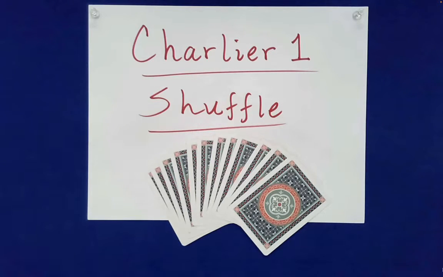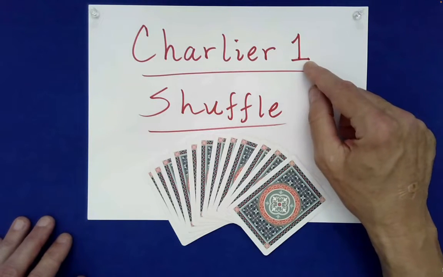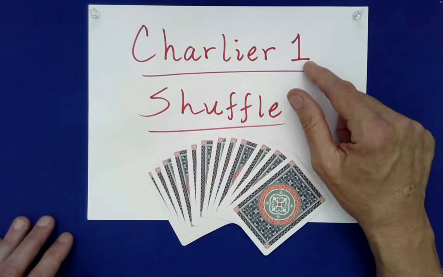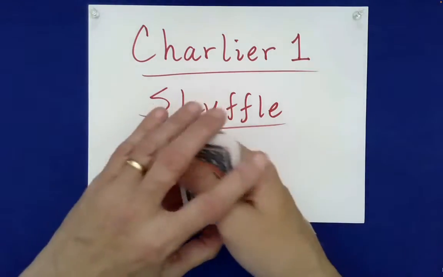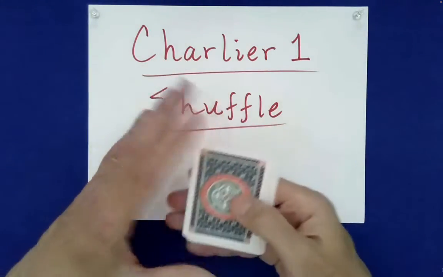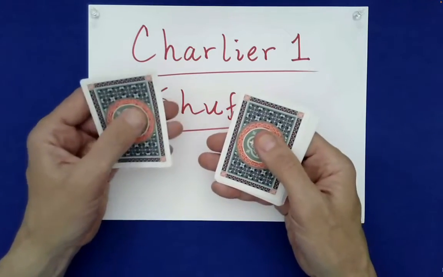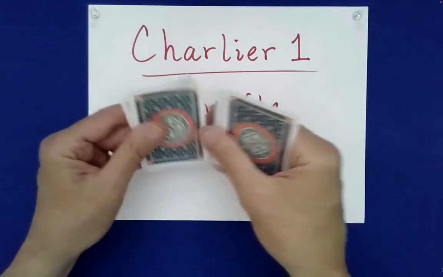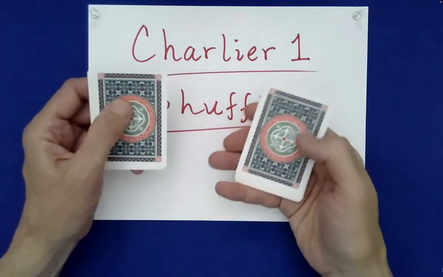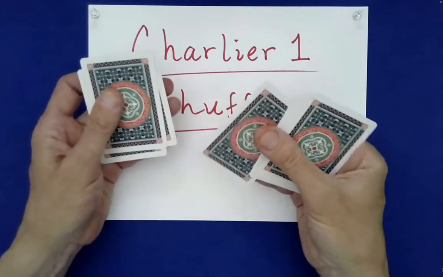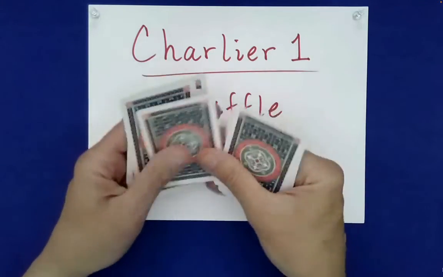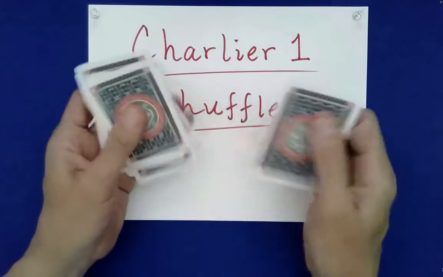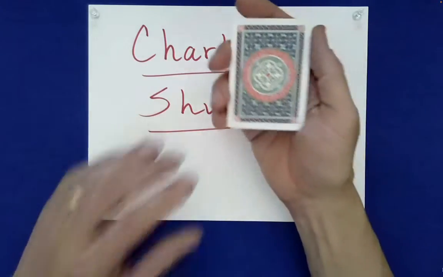So Charlier 1, what does that mean? Well, the 1 tells us to move one card over each time. Okay, so how does that work? So let's go ahead and just gather up the cards. So here's a Charlier 1. So you move one card over from the top to the bottom. One from the bottom gets placed on top. The next top card here goes on bottom. The bottom card here goes on top. Top to bottom, bottom to top, top to bottom, bottom to top, and so on. Okay.